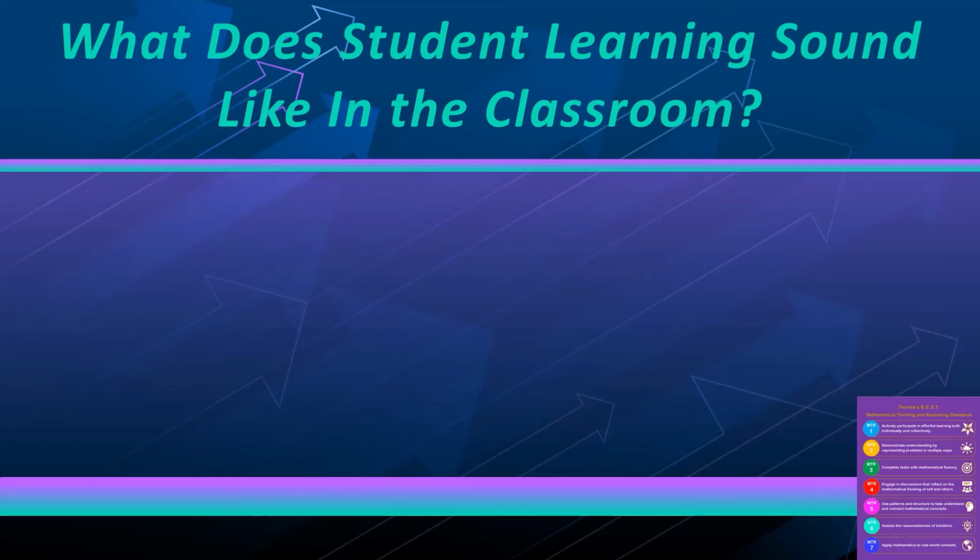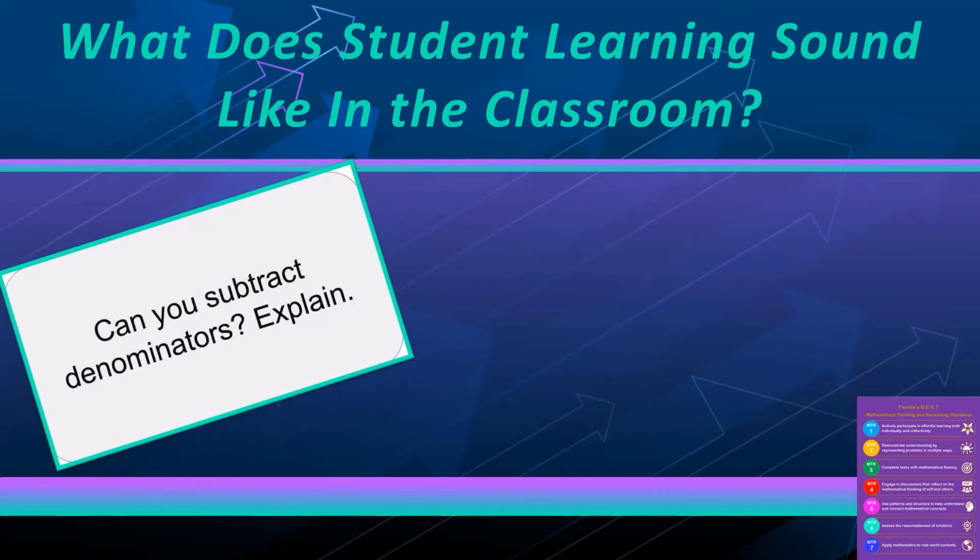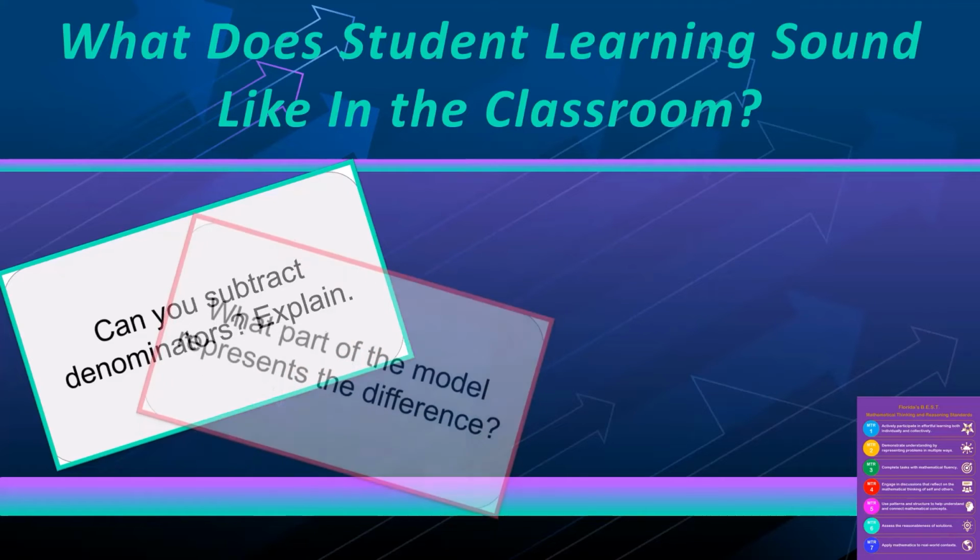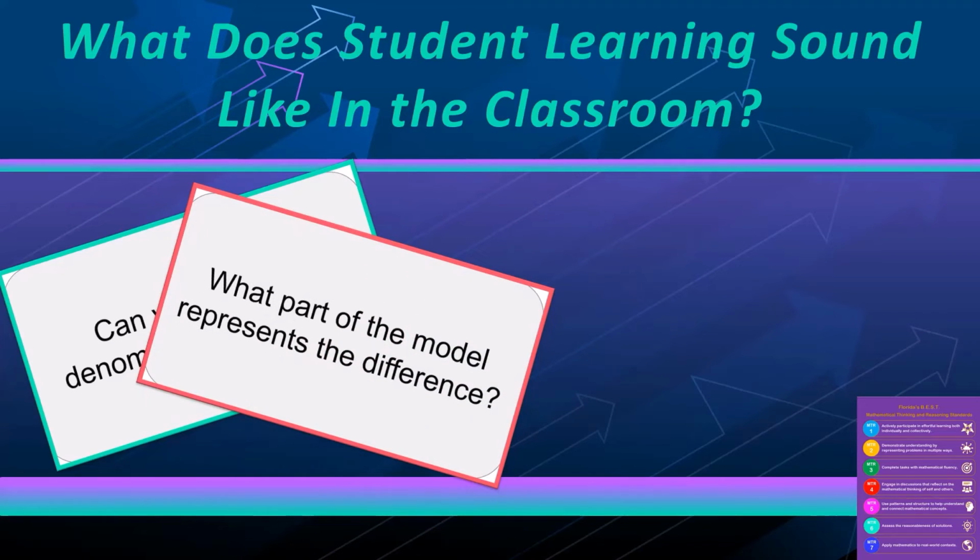What does student learning sound like in the classroom? If we were to ask students, can you subtract denominators, and ask them to explain, we would expect them to explain that the denominator tells the size of the piece and that doesn't change when we're adding or subtracting fractions. What part of the model represents the difference? When students draw a model of subtracting fractions, the total amount needs to be drawn and then the pieces should be crossed off to represent what was taken away.